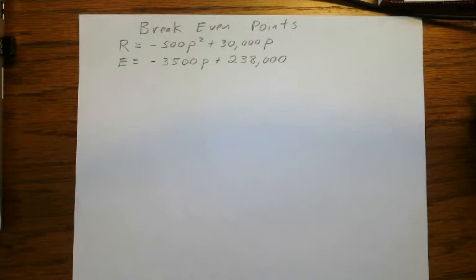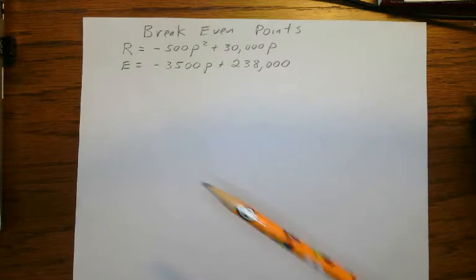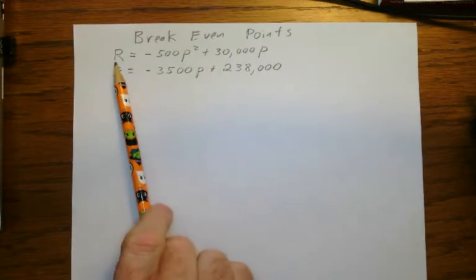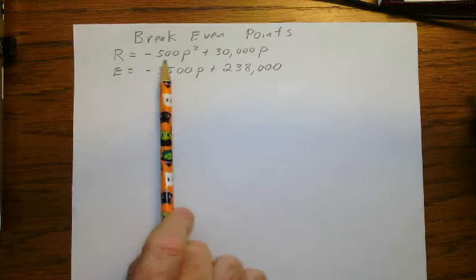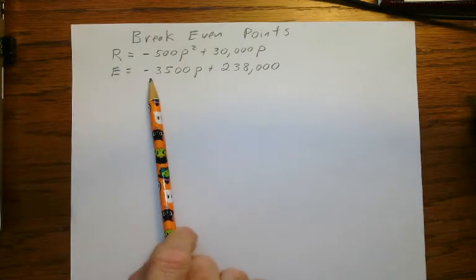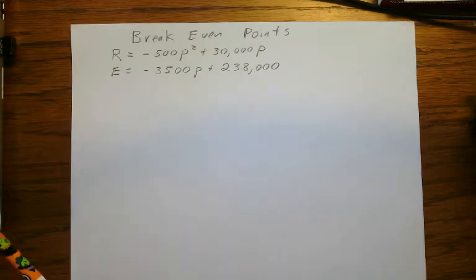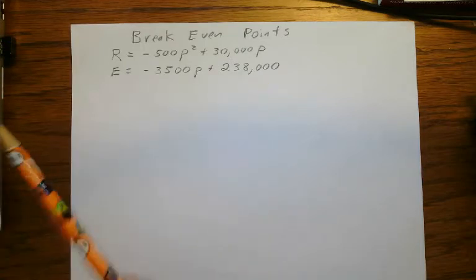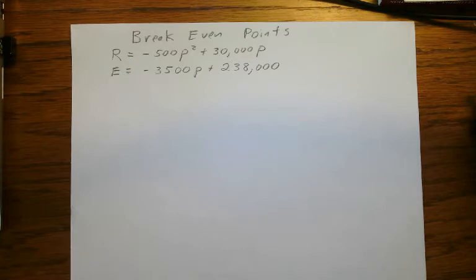We're going to pick up right where we left off, and that is studying the break-even points. If you recall, we have these two equations. R stands for revenue, and the graph of this is a parabola. E stands for expense, and this is a linear function. Now, revenue is money coming in from selling your product. Expenses is the money that it costs you to make the product. The break-even point would be if revenue equals expense.